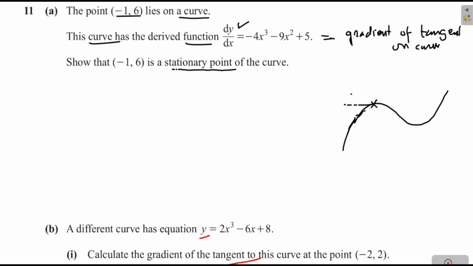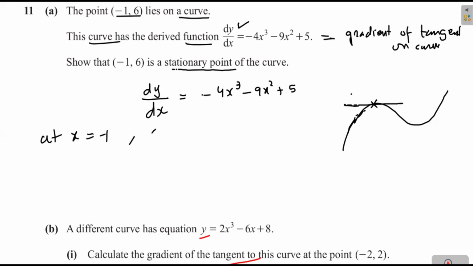Suppose this is the stationary point. At this point, the gradient of the tangent will be 0. Therefore, we will use this function dy/dx, which is equal to -4x cubed minus 9x squared plus 5. And we substitute the value at x equal to -1. What is the value of the gradient of the tangent?